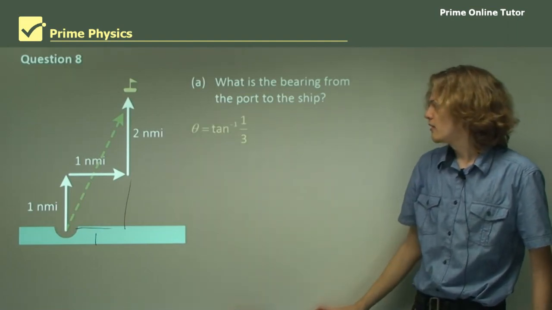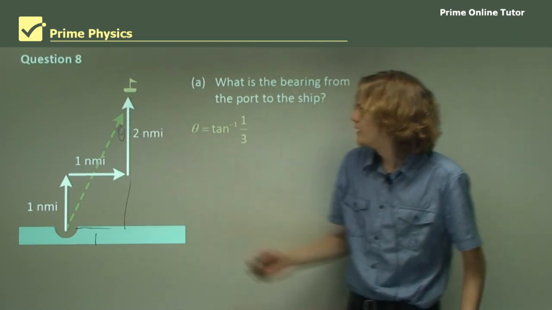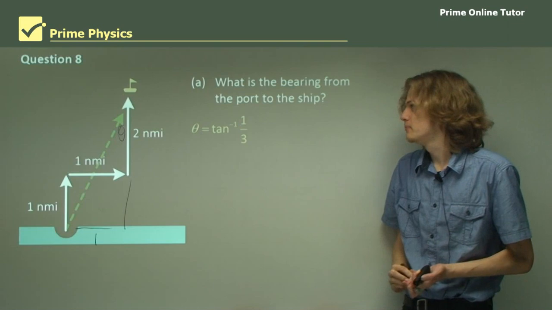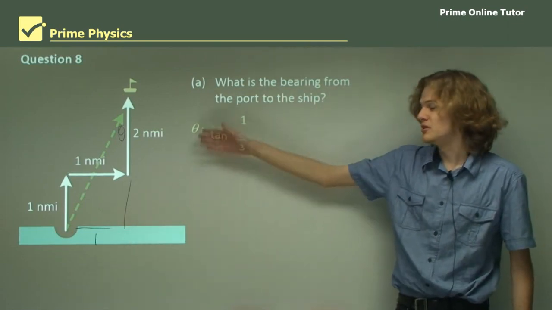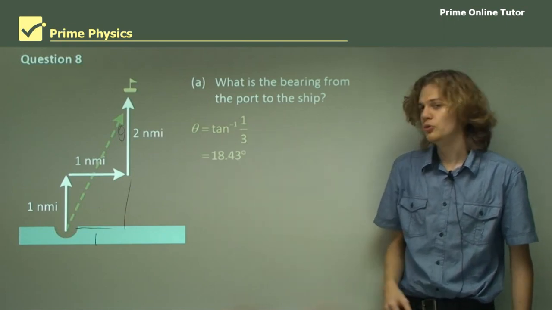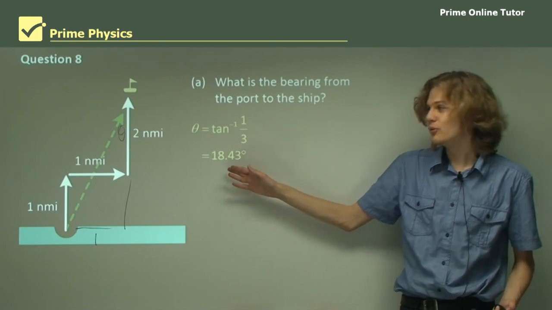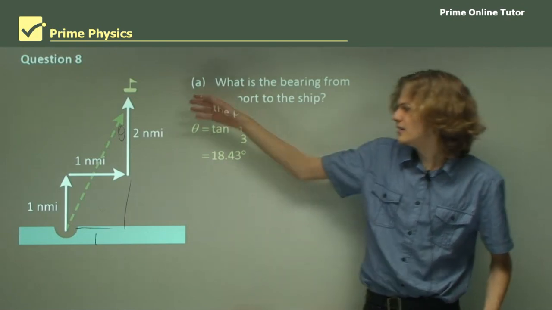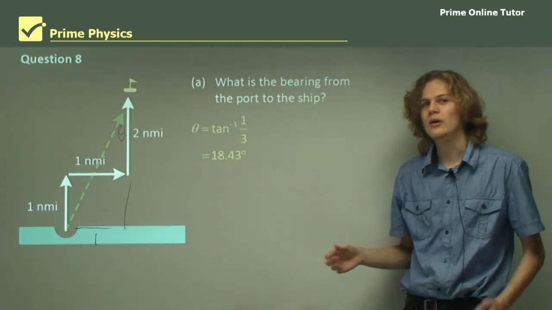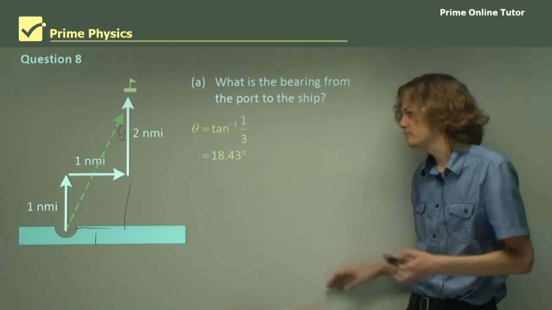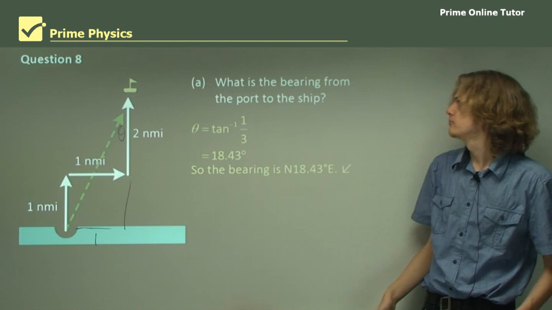And because we have a right angled triangle, we can do trigonometry to it. So we find that theta, that is the angle that it's at, is tan inverse of 1/3, because of course it's the tan of the opposite, 1 nautical mile, over the adjacent, which is 3 nautical miles. Putting that into a calculator, we can find that theta is 18.43 degrees. So the bearing of the vector is from north 18.43 degrees, and so we have north 18.4 degrees east. So the bearing is north 18.43 degrees east.